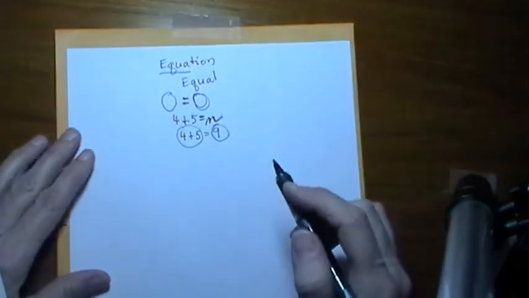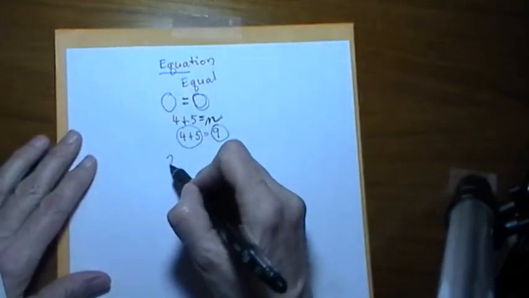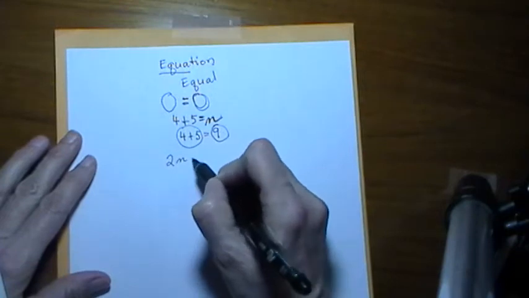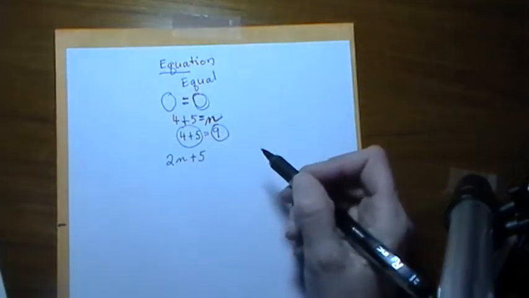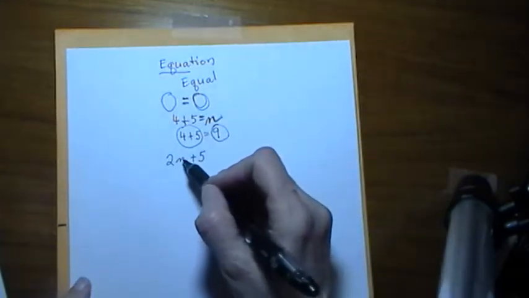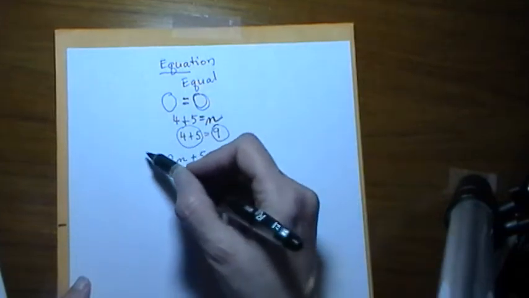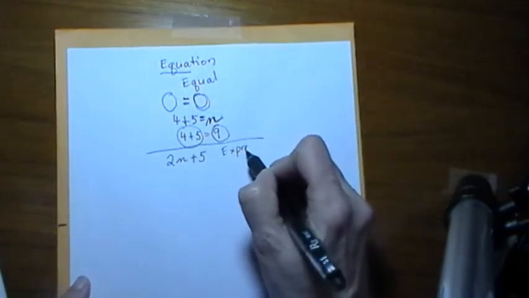Now let's take a look at an expression. So if we have 2n plus 5, that's an expression. There's no equal sign, but there is a variable. So this is an example of an expression.